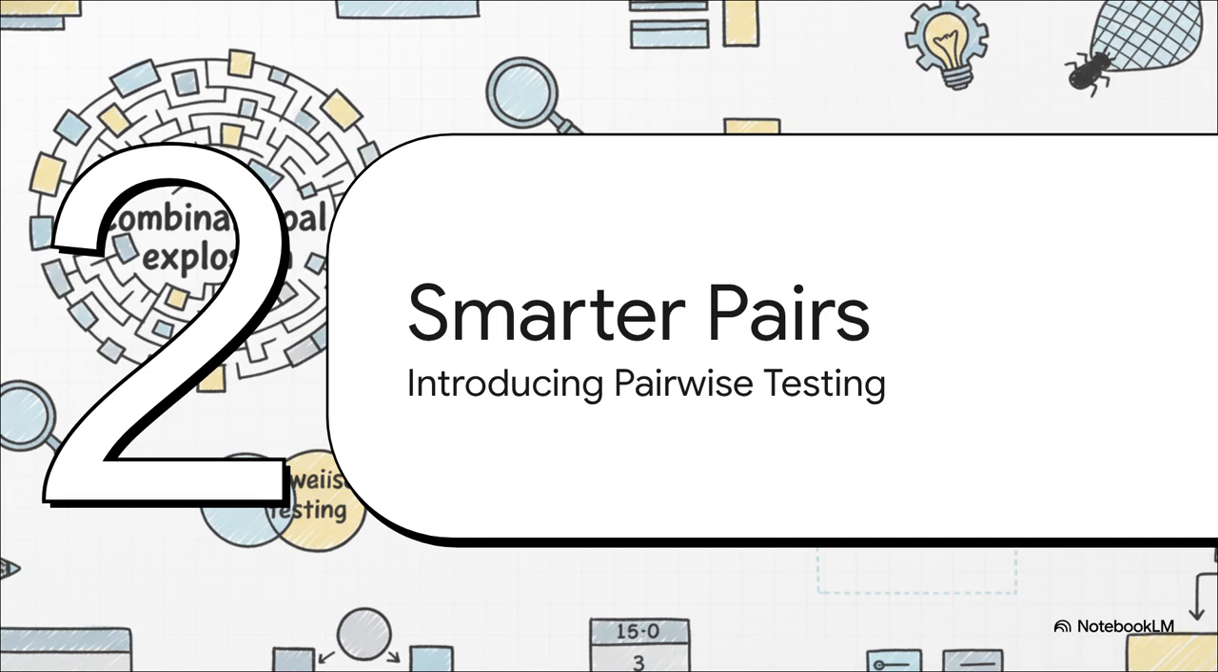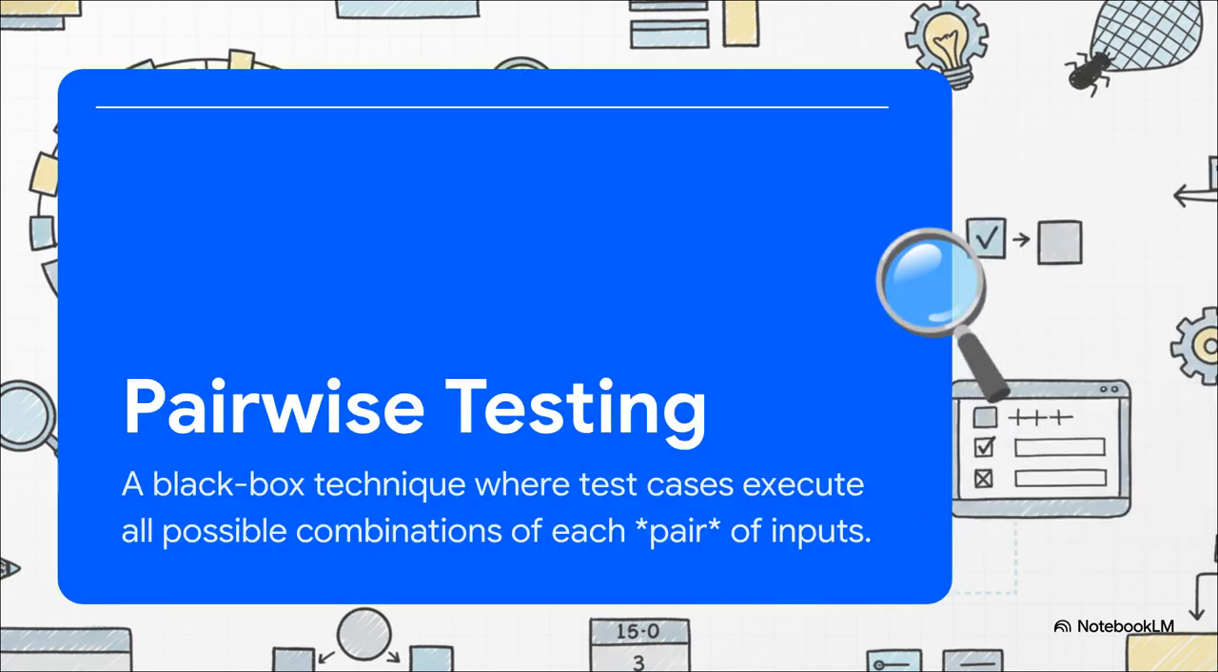So to get around this huge scaling problem, testers needed a strategy that was way more powerful and efficient. And this brings us to the hero of our story, pairwise testing. Now, I want you to pay really close attention to that one keyword, pair. See, instead of trying to test every possible combination of all the inputs at the same time, this technique focuses on testing every possible combination for each pair of inputs. It's a small change in wording, but it's a revolutionary shift in thinking.